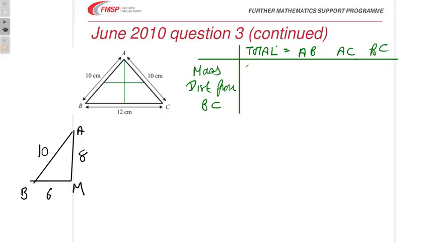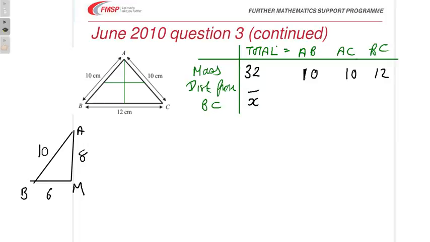Okay, continuing then. Taking the lengths as the masses, the masses are 10, 10 and 12, and the total mass is 32. The distance of the centre of mass of the whole thing is what we're trying to find.